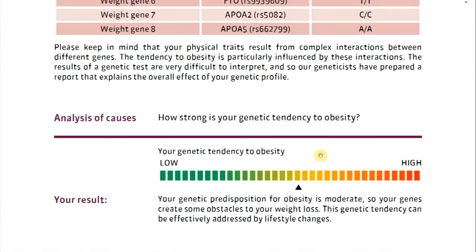All right, and here we come to the first genetic predisposition. So we've tested your genes, and from these genes scientists can tell a number of things about your body. The first thing is your genetic tendency to obesity, so your predisposition to be overweight.